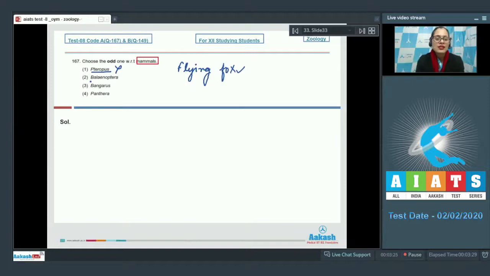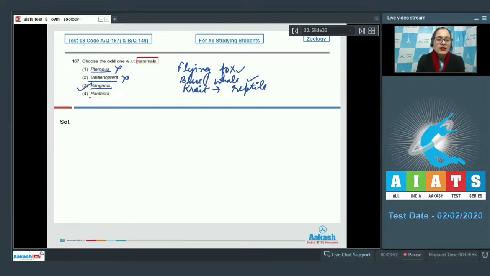The next option is Balaenoptera. Balaenoptera is commonly known as blue whale, and as it is also a mammal, this cannot be a correct answer. The next option is Bungarus, and it is commonly known as krait. It's a reptile. So this is a correct answer to our question. It is the odd one with respect to mammals.